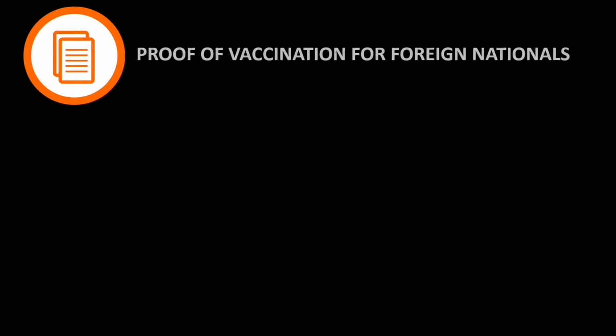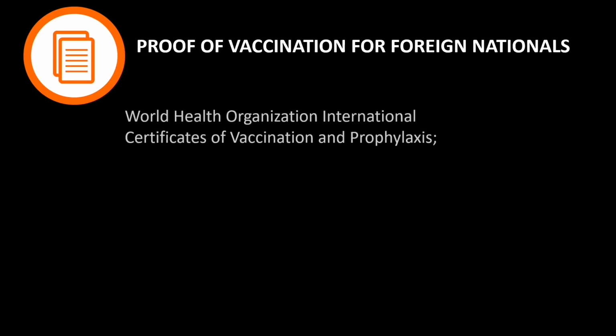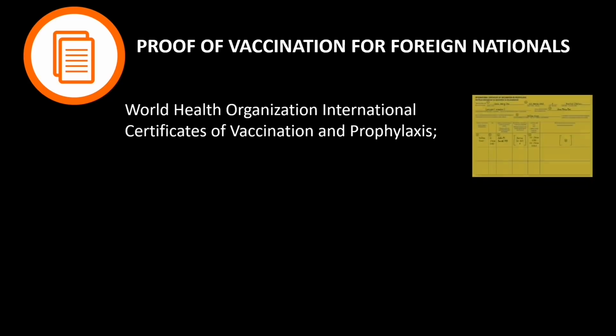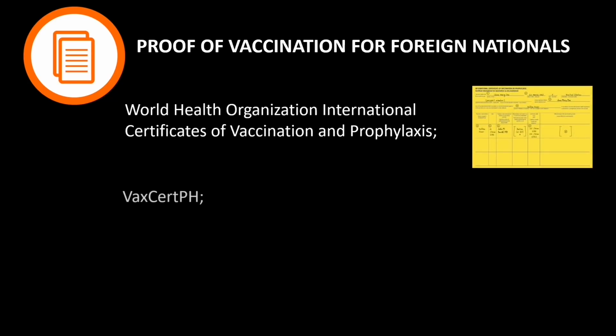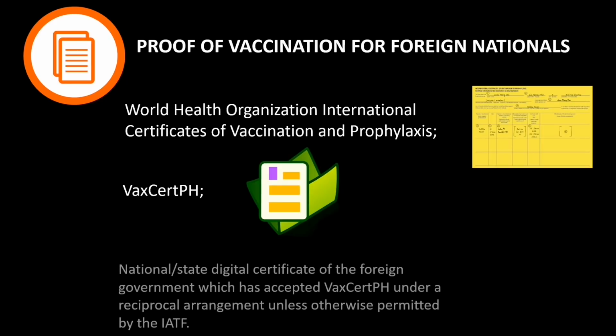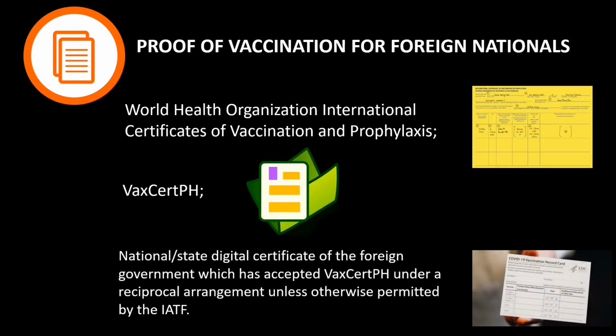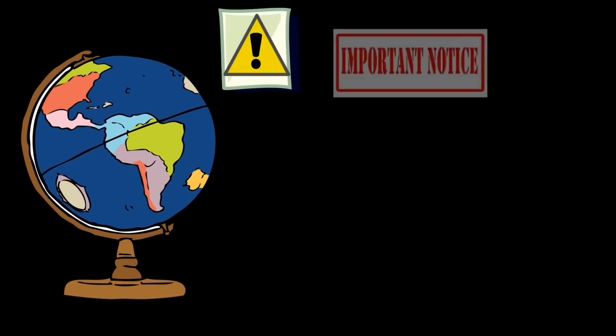Let's talk about the proof of vaccination for foreign nationals. You can present either one of the following: World Health Organization ICV, or a VaxCert-PH, or a National Digital Certificate of the foreign government which has accepted VaxCert under a reciprocity agreement.